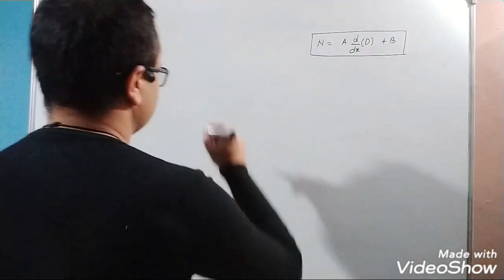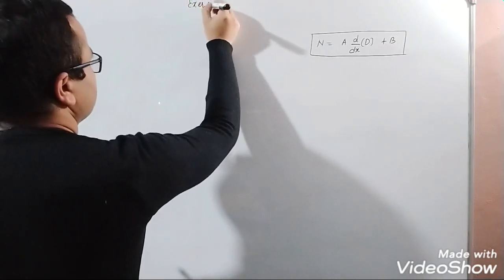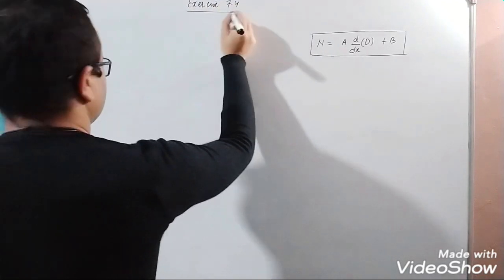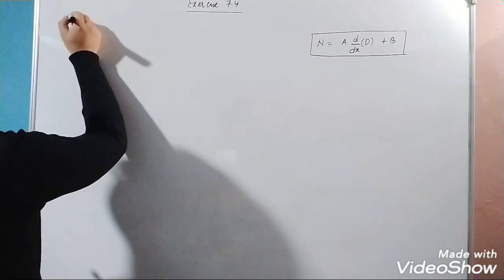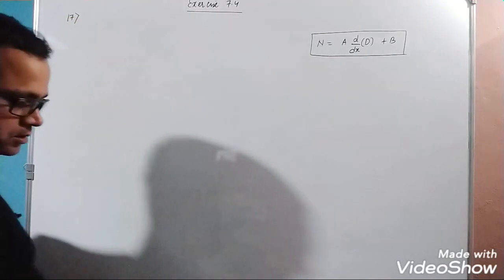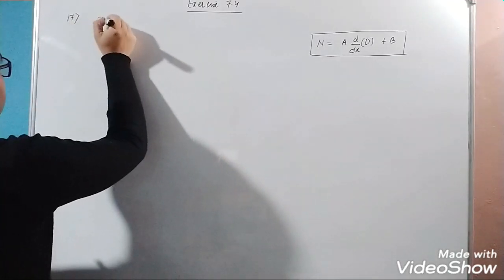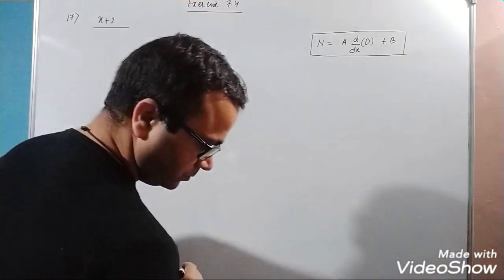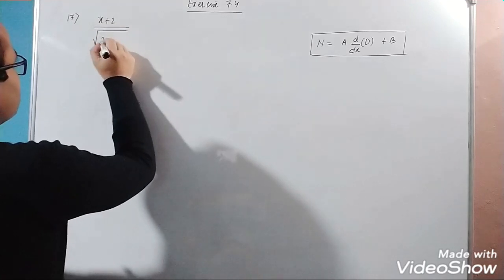Okay, now the exercise 7.4. Till question number 16 we have already done. Now question number 17. Question number 17 is the integral of x plus 2 divided by root over x square minus 1.